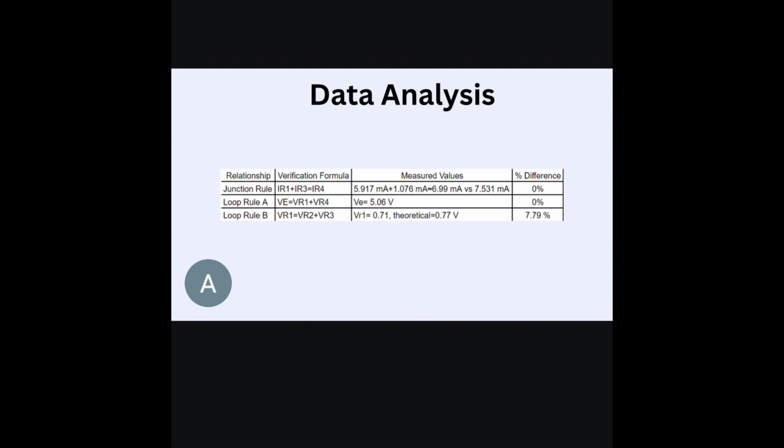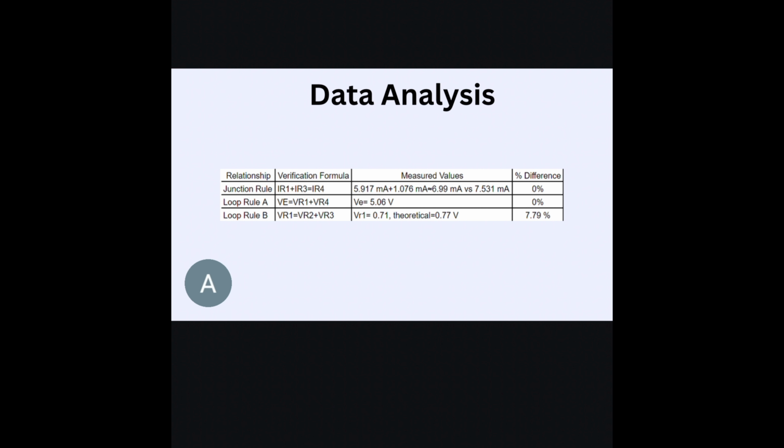Starting with our analysis of the junction rule, we measured the currents flowing through the circuit to verify charge conservation. We found that the sum of the currents going through resistor 1 and resistor 3 equaled 6.99 milliamperes. When compared against our measured value for the current flowing through resistor 4 of 7.531 milliamperes, we achieved a 0% difference based on our current data roundings. This indicates that the flow of charge entering the junction perfectly balances the flow exiting it, confirming Kirchhoff's first law in this setup.